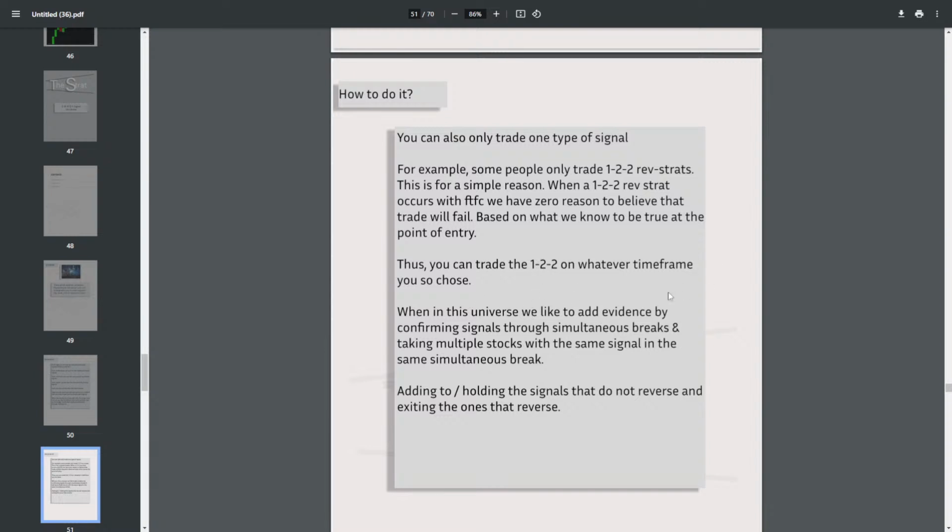So if you're in this universe, we would like to add evidence confirming signals through simultaneous breaks, taking multiple stocks with the same signal in the same simultaneous break. And then what you can do is add to and hold the signals that don't reverse, and the ones that reverse, get out of. So for example, we actually don't have this one in here. I'm going to pull up a TradingView chart here.